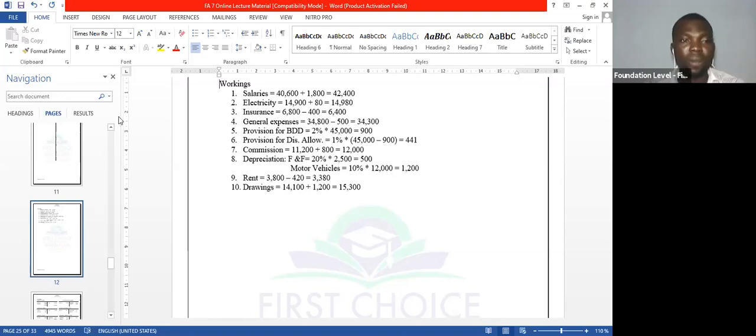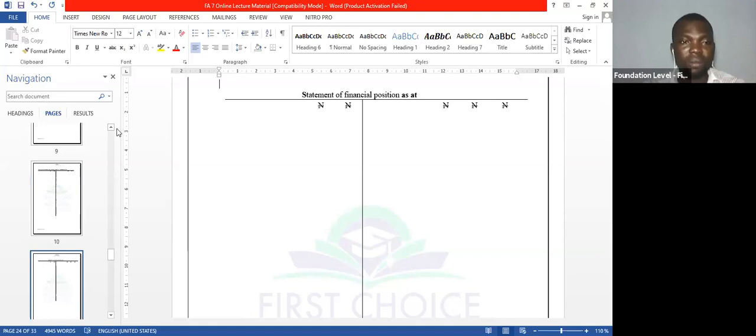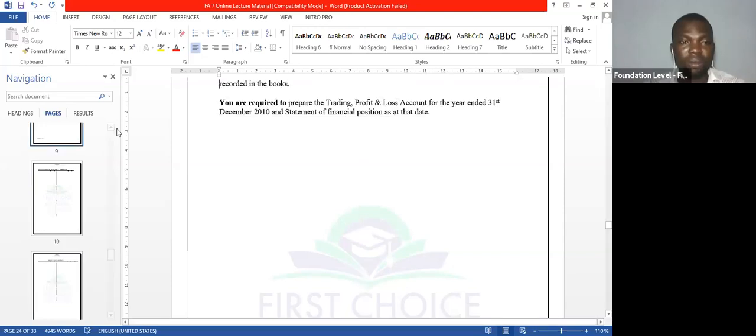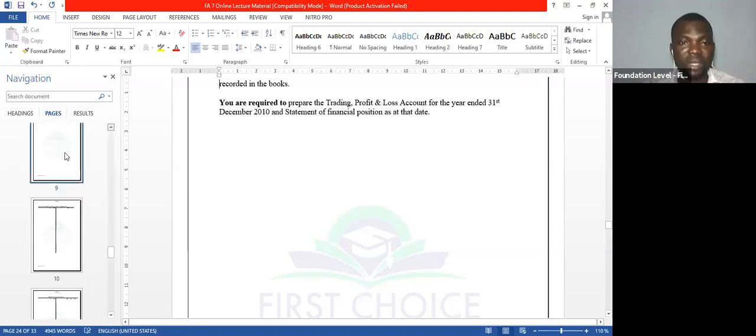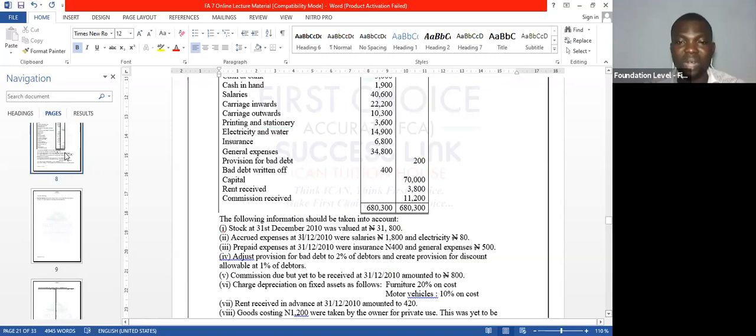Okay. So now let's go back to our trial balance. From our trial balance, we pick. Because we solved it last week, I will do a little recap on the additional information. The stock at 31st December 2010 was valued at 31,800. And we said that the double entry for that is that one goes to the statement of profit or loss account, while the other one goes to the statement of financial position.